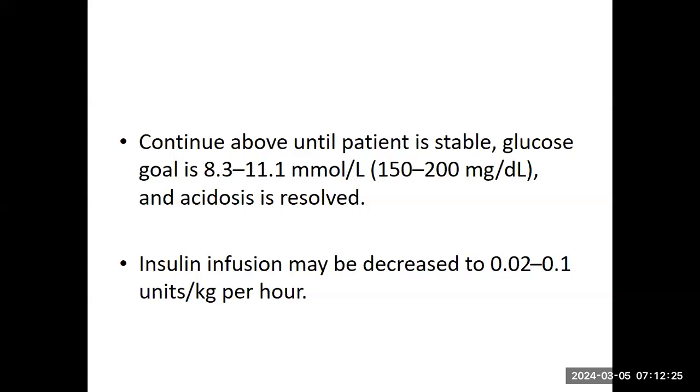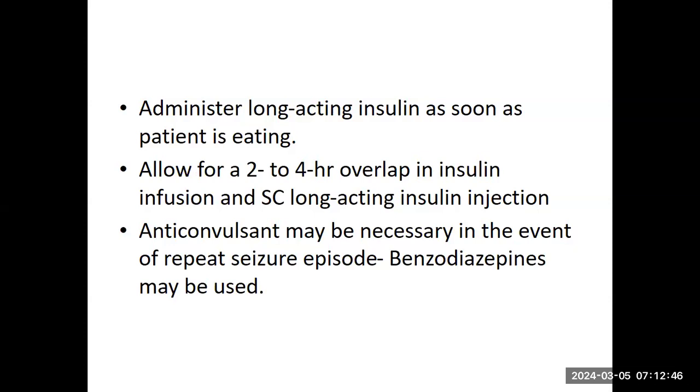You continue the above until the patient is stable. When the glucose is in the range of 150 to 200 milligrams per dL and this is resolved, then the insulin should be decreased to 0.02 to 0.1 units per kg per hour. It's advised that you administer long-acting insulin as soon as the patient is eating. Allow for a 2 to 4 hour overlap between the insulin infusion and the subcutaneous long-acting insulin injection.